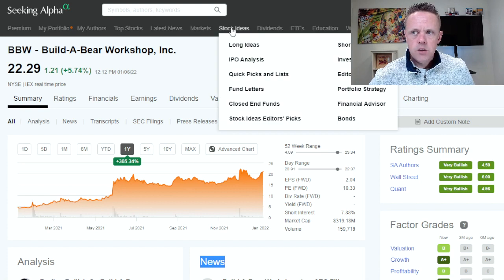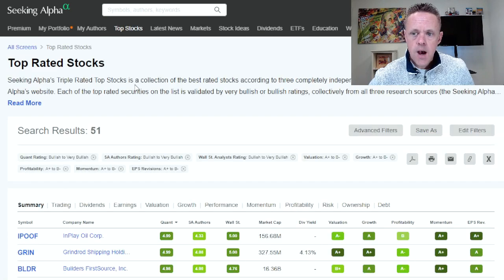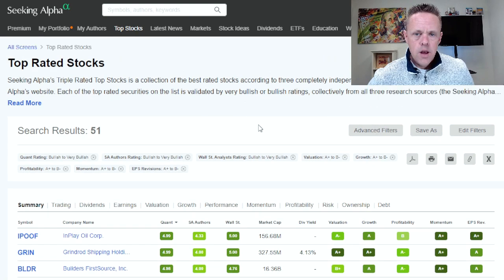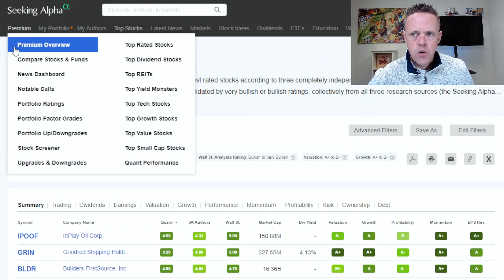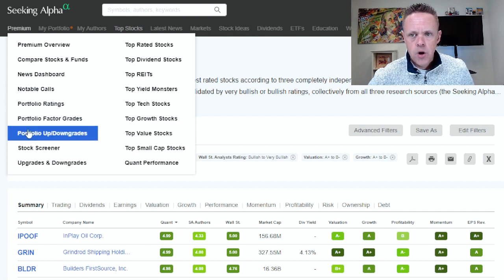All right, so we talked about stock ideas. That was editorial based analysis. We went to top stocks, which is rated more or less by algorithms that rate who's got the top stocks across the quant formula, Seeking Alpha writers, Wall Street. You can break this up then against different categories or different facets of a stock, valuation facets. And beyond those tools, you also have a couple different resources based on news and upgrade downgrades.